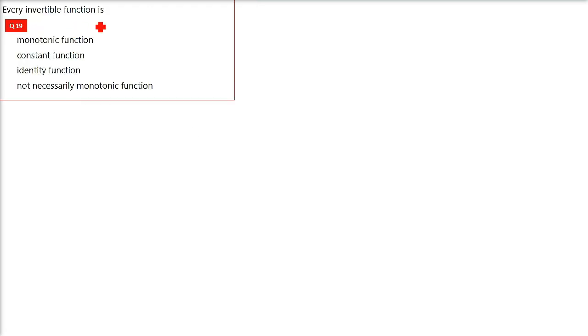Every invertible function is, so we have seen previously also, every invertible function is what? It is a monotonic function, because in the previous question also I told you that this function is monotonically increasing and the option was f inverse exists or f is invertible. So if it is invertible, that indicates that we are dealing with a monotonic function.